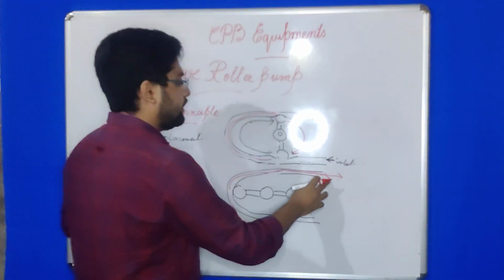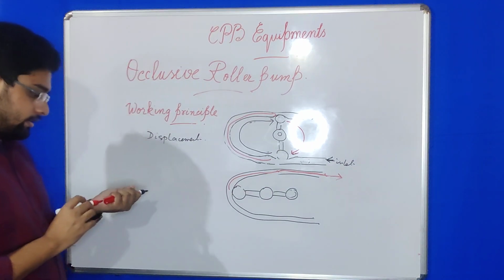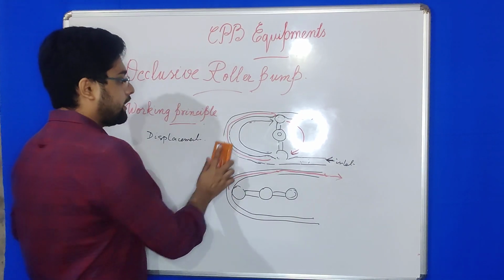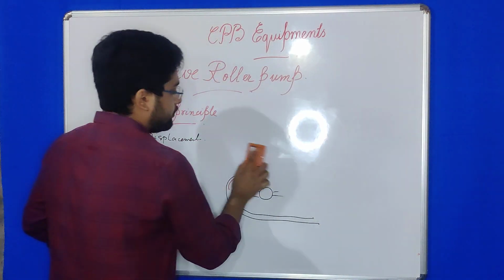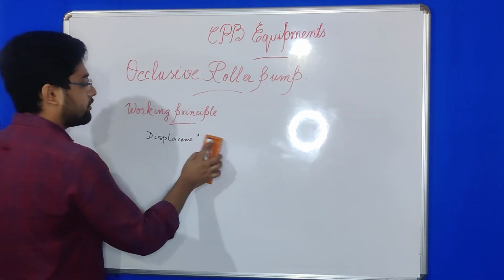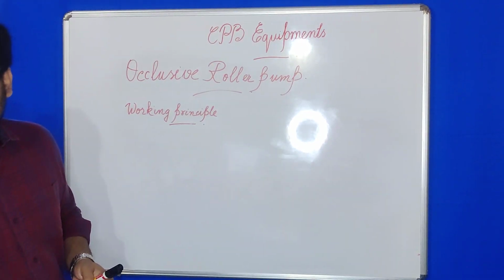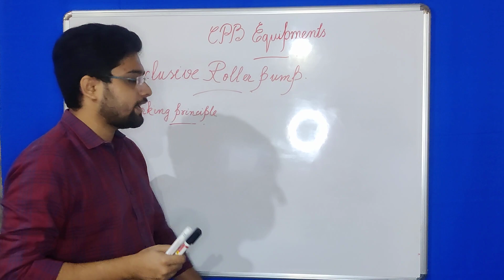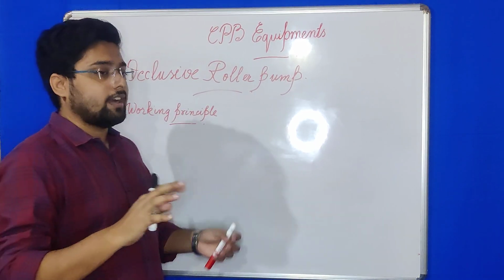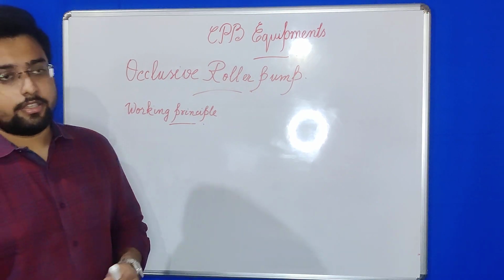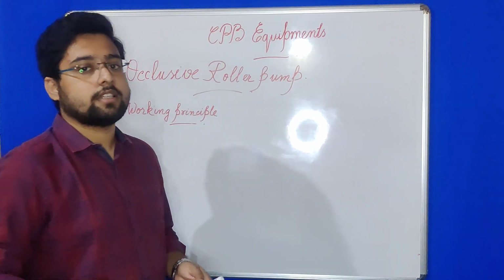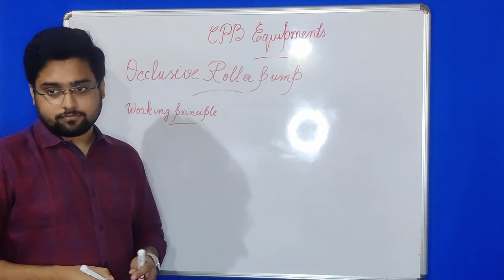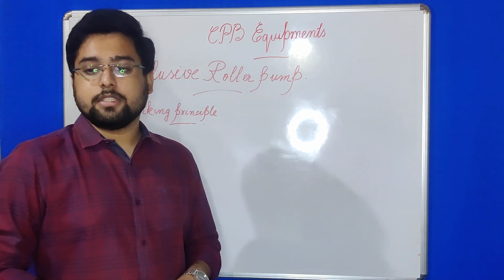The blood goes outward and towards our arterial filter. This is why it is called positive displacement pump. Again, I don't know if I am able to make you understand or not. Please comment in the comment section if you cannot understand it, so that I can explain it in any other way in the next video. If it is not understandable, then I will try in another video to explain in an easier way. So this is the working principle.